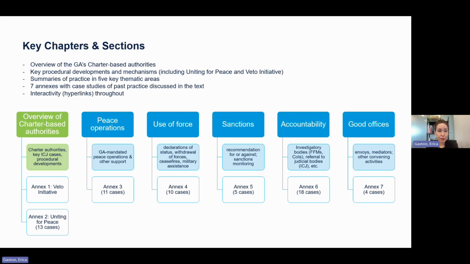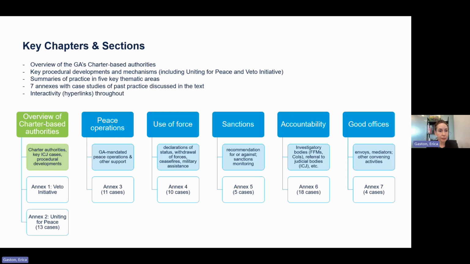To start with, there's just a brief overview of the Charter-based authorities, whether that is interpretations of those authorities from key ICJ cases, to looking at some recent procedural developments like the Uniting for Peace or the Veto Initiative even more. Then there are five key thematic areas where we discuss practice. That's peace operations, use of force, sanctions, accountability mechanisms, and good offices. And I'm going to give some examples from each of those.